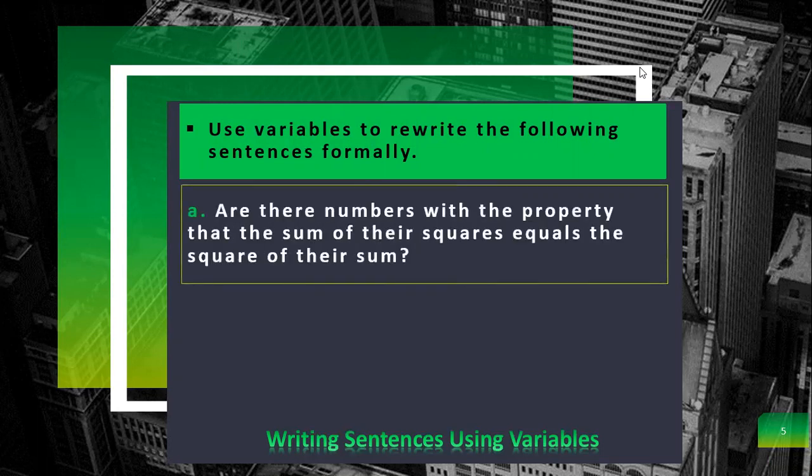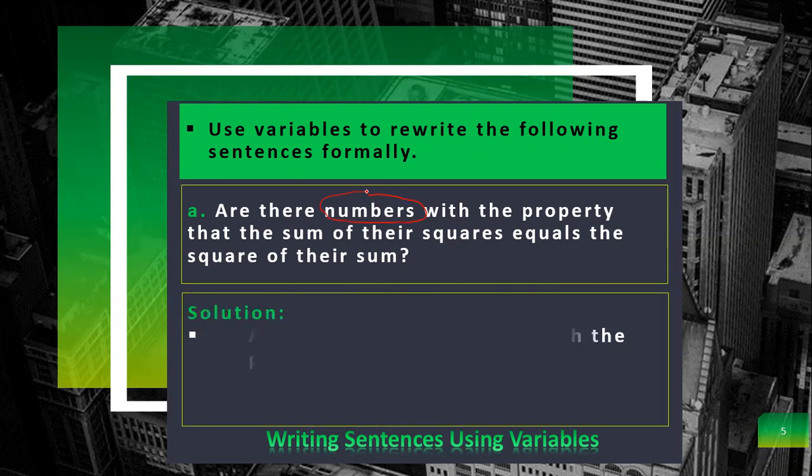Let's have letter A. Are there numbers with the property that the sum of their squares is equal to the square of their sum? So this is the sentence that we are going to rewrite using variables. Now, remember that we can see here the word numbers. So it's plural, meaning we are going to use two variables or two letters.